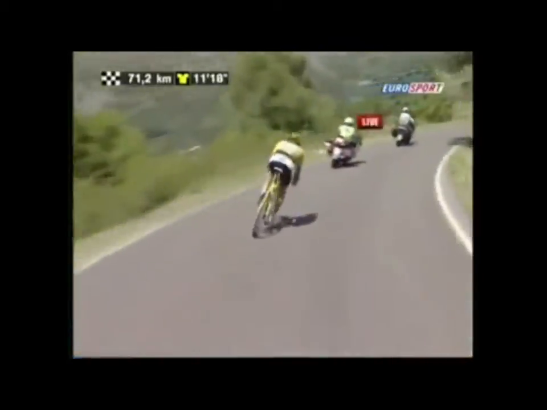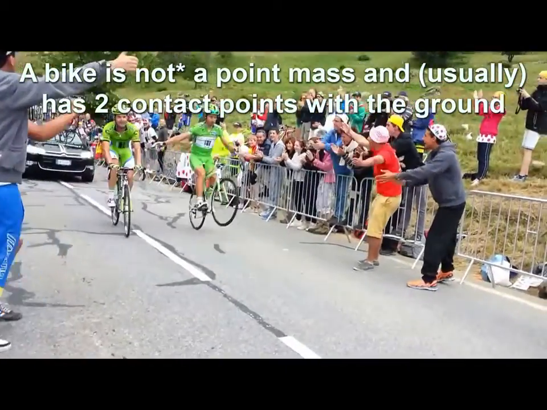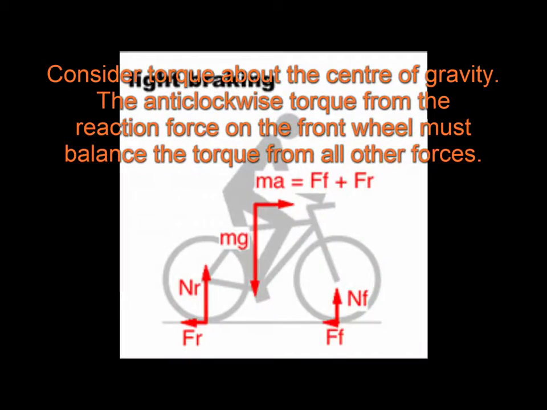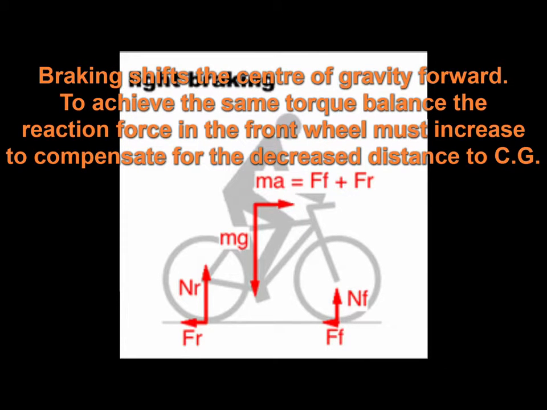Finally, a bike is not just a point mass. Some other issues arise because there are two contact points with the ground. When the bike brakes, there is a longitudinal torque about the center of mass. The normal force pushing up on the front wheel must be significantly greater than that on the back wheel to balance the torque and counter the tendency for the bike to tip over its nose or its front.